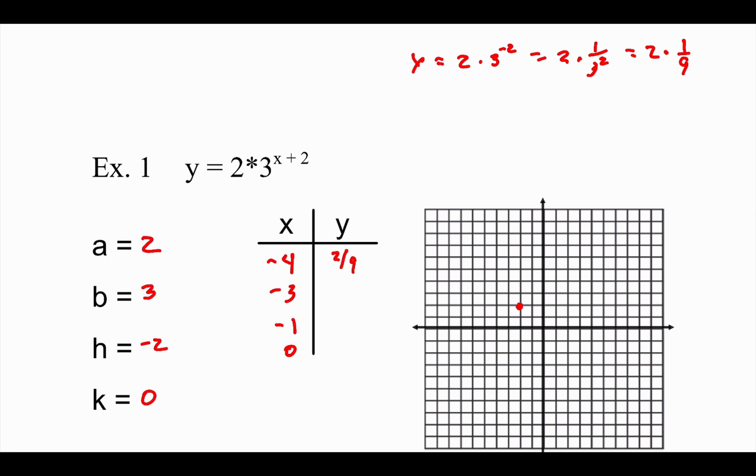Let's say we plug in negative 3. And we'll do that one up here again as well. y equals 2 times 3 raised to what power then? Hold that thought. I know what you're doing. You're on the right track. What power would I get if I plug in negative 3? Negative 1. And now we evaluate. That equals 2 times 1 over 3 to the first power, which is just 1 over 3. And now we get an answer. 2 times a third is 2/3.